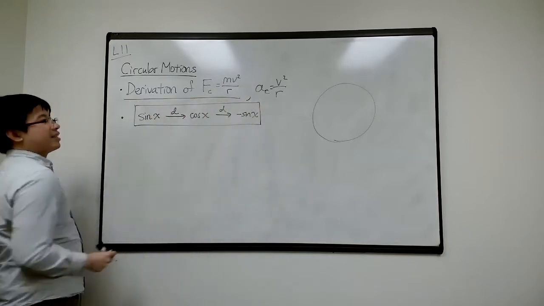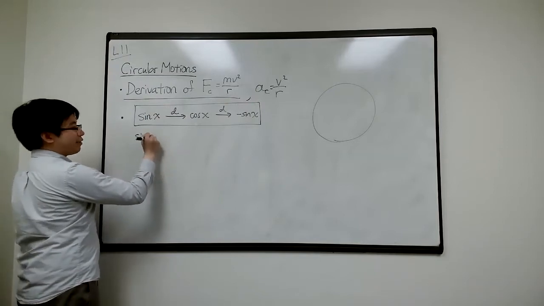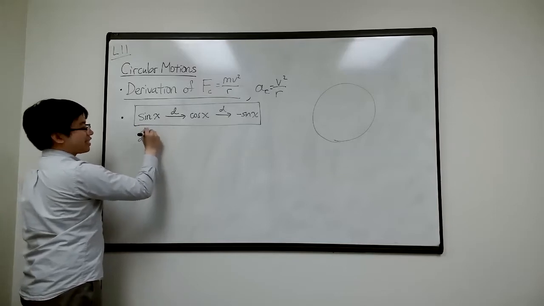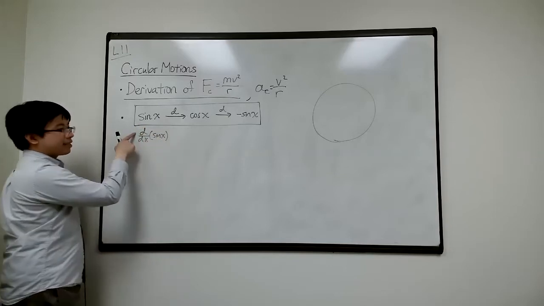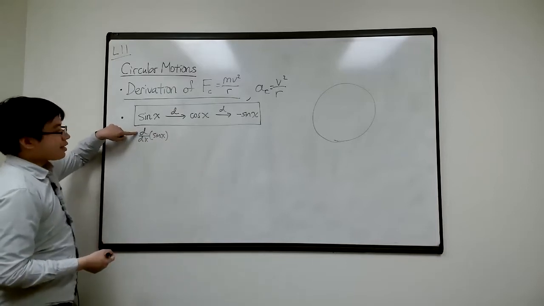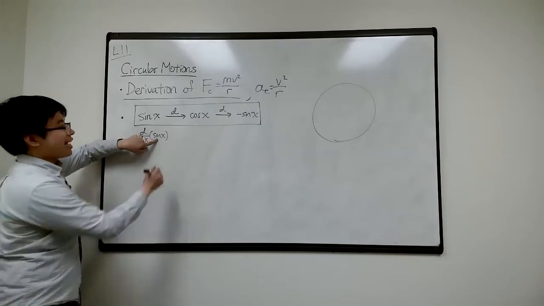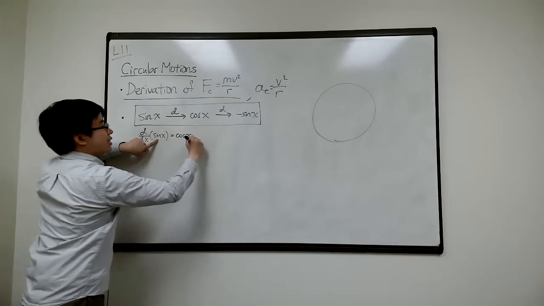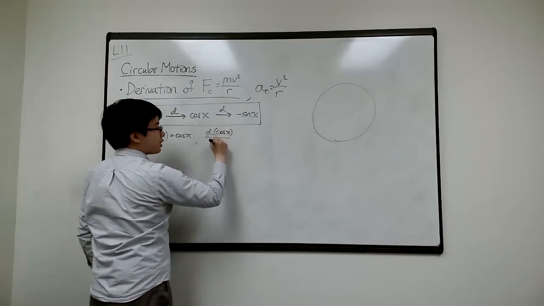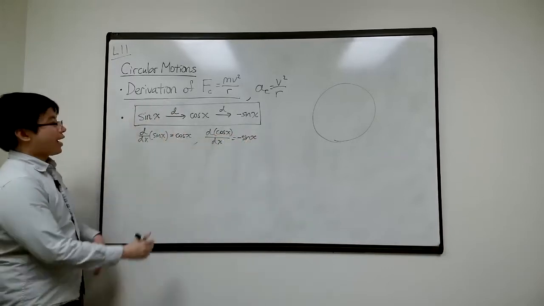Now, the proper way of writing this is d dx of sine x. The way you read this symbol is differentiate sine x with respect to x, equals cosine x. And differentiate cosine x with respect to x equals minus sine x. Okay, so that's the proper way to write it.